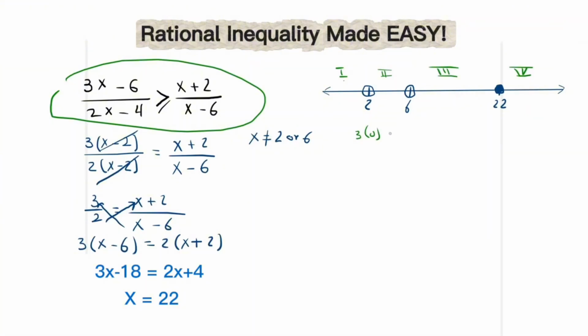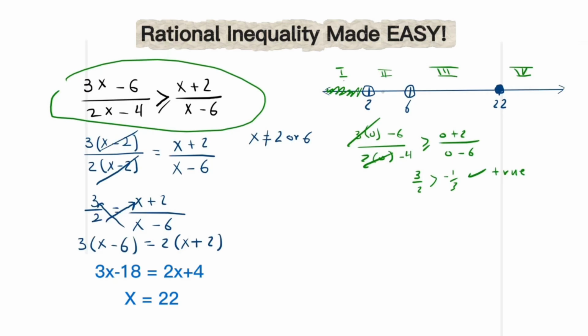So let's use the 0 from segment 1 because that's always the easiest number to work with. You could use 1, you could use -1 if you wish, but 0 is always the easiest one to use. So we plug in 0 for the x's. And now we end up with -6 over -4, which gives me 3 over 2 is greater than or equal to 2 over -6, which is -1/3. Now, that's true. 3/2 is greater than -1/3, so that's a true statement, and that means we shade in that region of the number line.